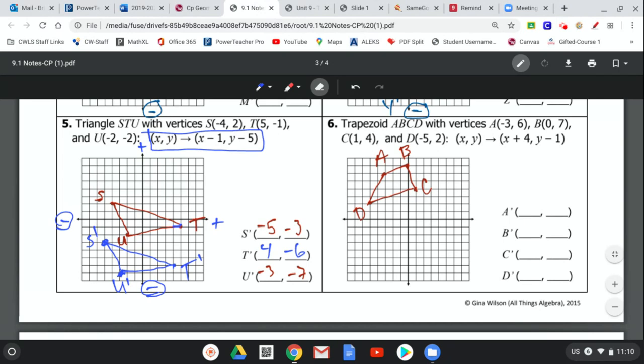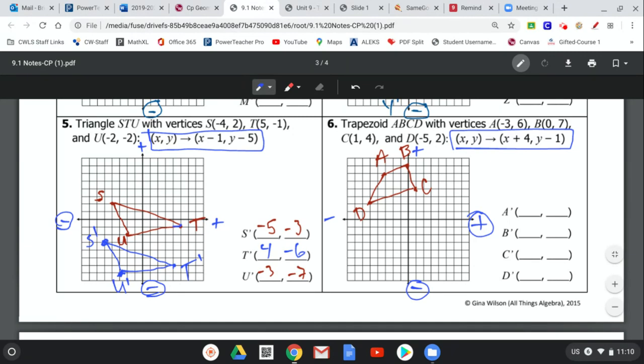All right, guys. So for number 6, again, I'm going to help you set this one up, but then I'm going to let you guys finish this one out. So for this one, we have our rule right here. What this tells us is that in the x direction, we are going in the positive direction, so we're going this way, that would be to the right. And for the y values, we are going in the negative direction, so we're going down. So we're going to the right and we're going down.